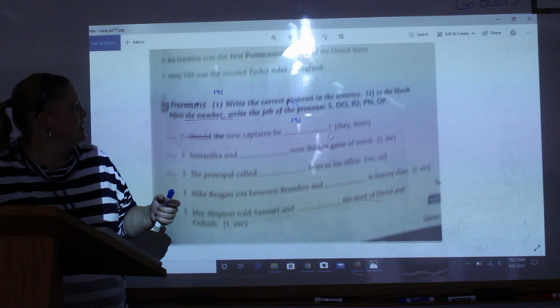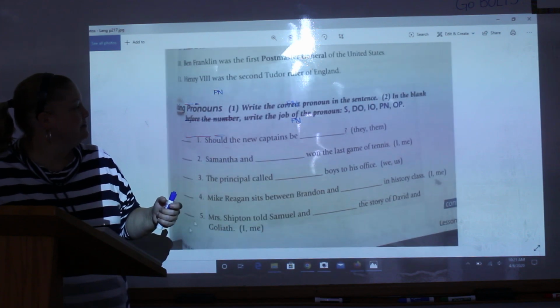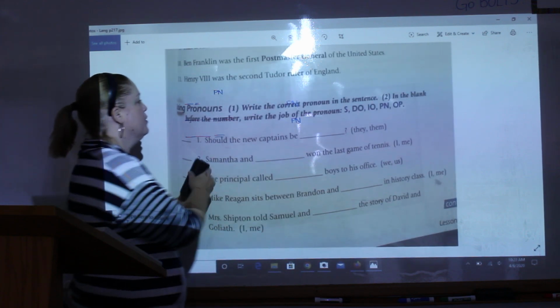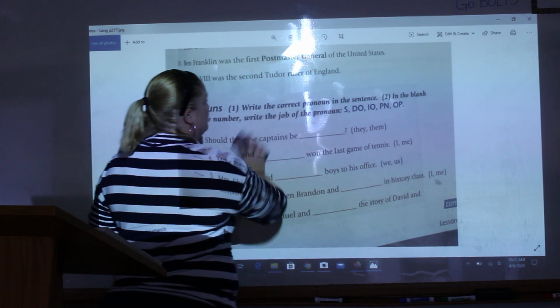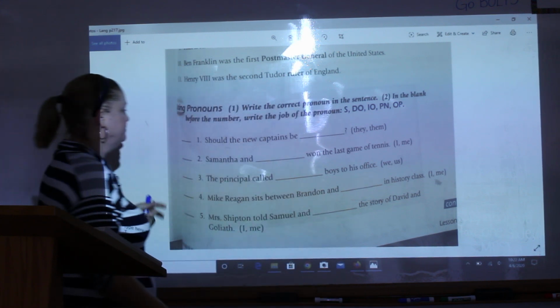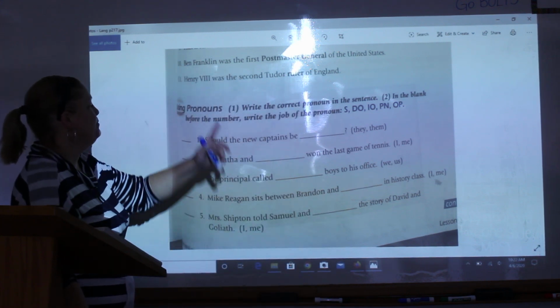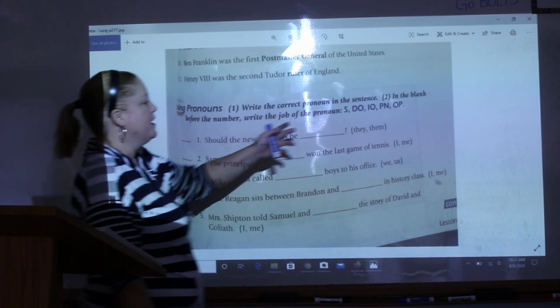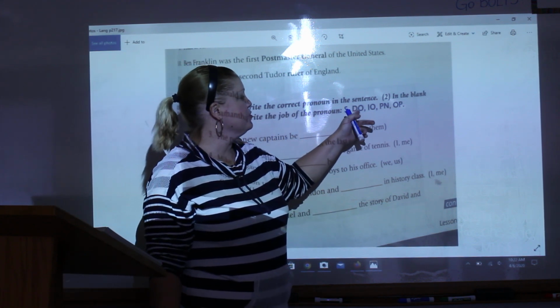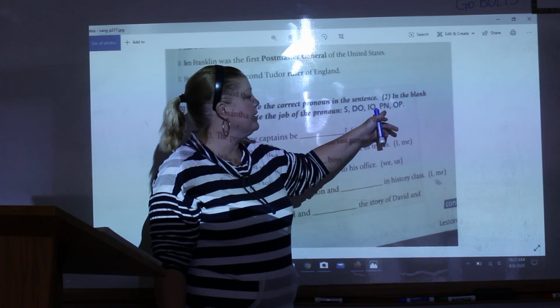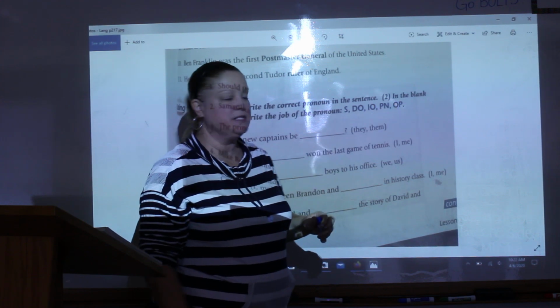All right, doing the same type of thing, but now with pronouns. We're going to write the correct pronoun in the sentence. And then in the blank before the number, we're going to write its job. It can be a subject, direct object, indirect object, predicate nominative, or object of a preposition.